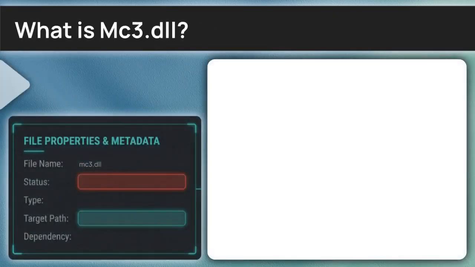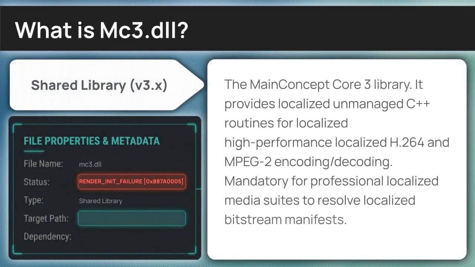This is the mc3 library, the MainConcept Core 3 library. It provides localized unmanaged C++ routines for high-performance H.264 and MPEG-2 encoding and decoding, mandatory for professional media suites to resolve bitstream manifests.